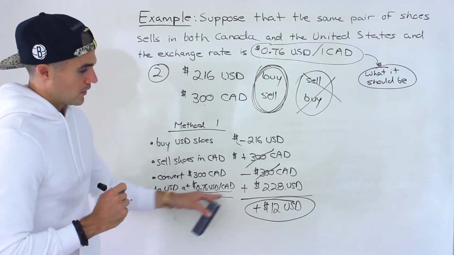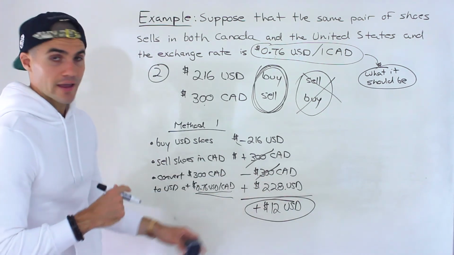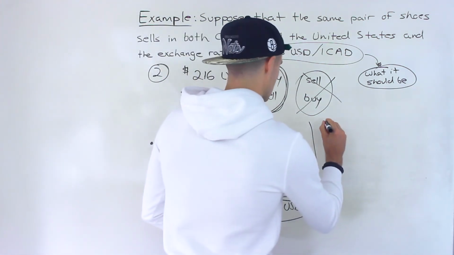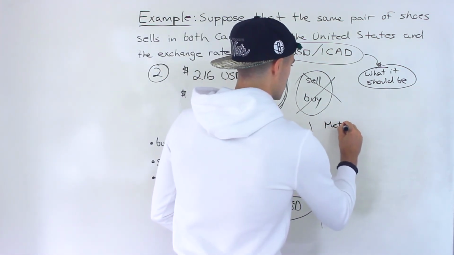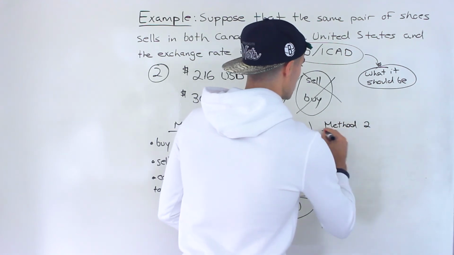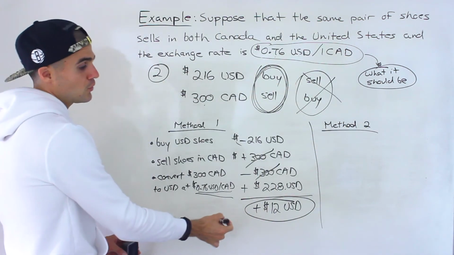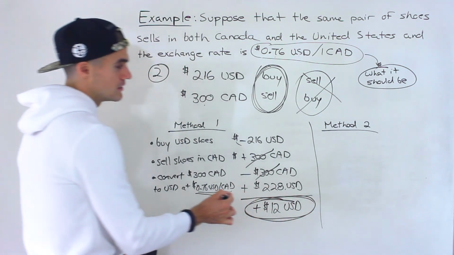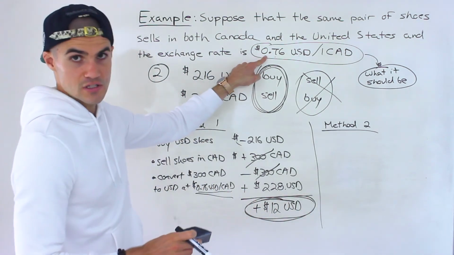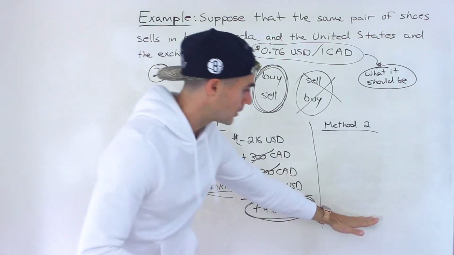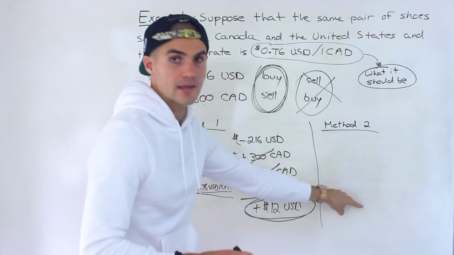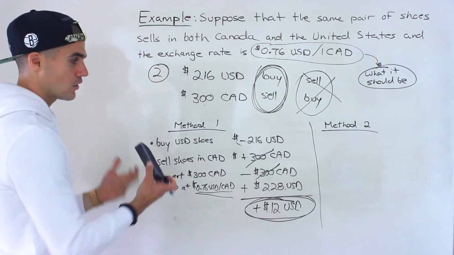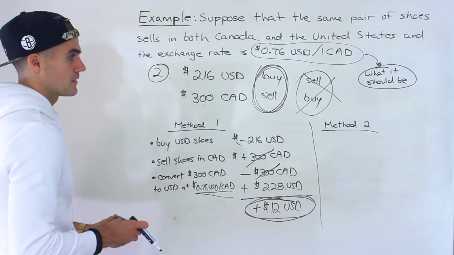Now, what if we wanted to show this profit in Canadian terms? There's another method to do this. First off, if you wanted the corresponding Canadian profit, you could just take this 12 USD and convert it to Canadian using that exchange rate. That's how you can get to the final number quickly. But I'm going to show you the actual method, the longer way of doing it.